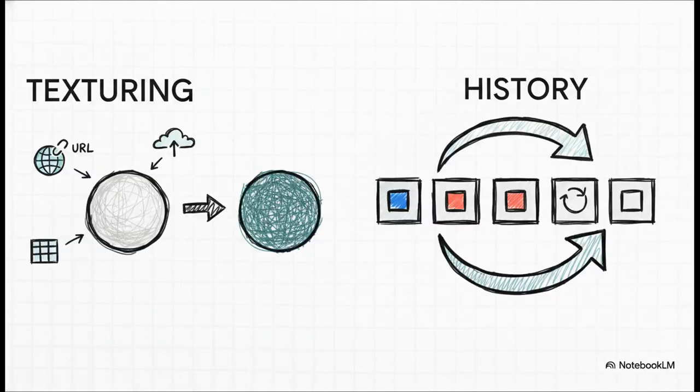And of course, you need textures to bring your scene to life, right? You can apply them from a URL, upload your own files, or even tap into a public library. But crucially, there's also a snapshot-based history system. This is a huge deal because it lets you experiment freely without ever being afraid that you're going to make a mistake you can't undo.